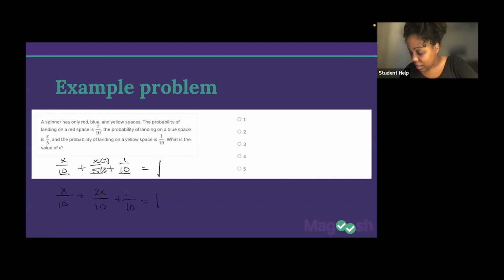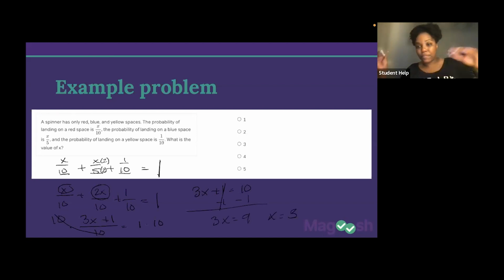Now I have my common denominator, so I can say 3x plus 1 over 10 equals 1. Multiply each side by 10, and that gives me 3x plus 1 equals 10. Subtract 1 from both sides. 3x equals 9. That means x equals 3. Does that make sense? That was an easy one.